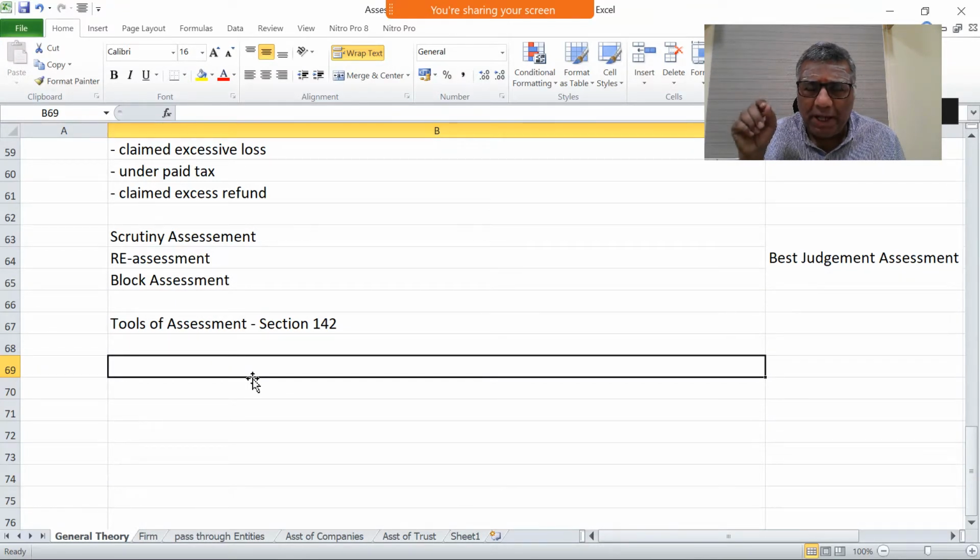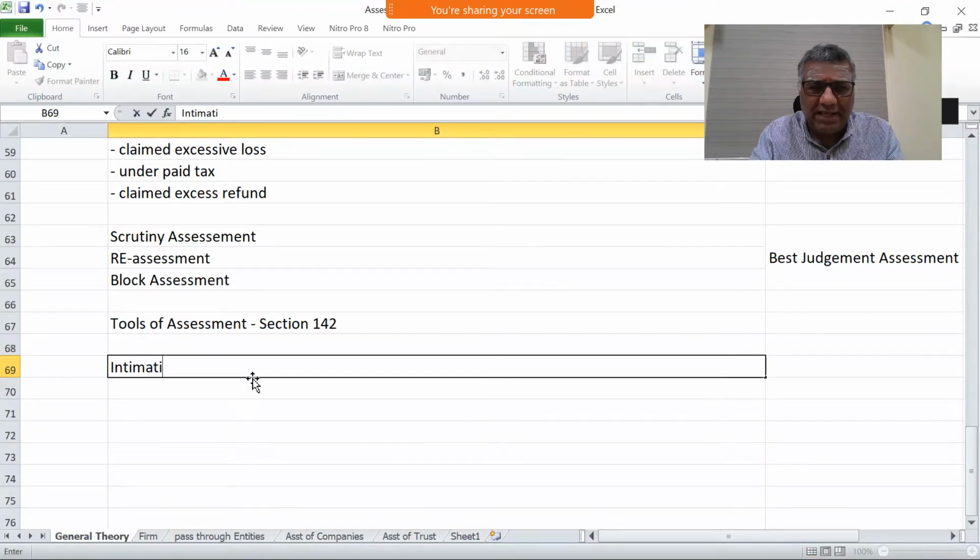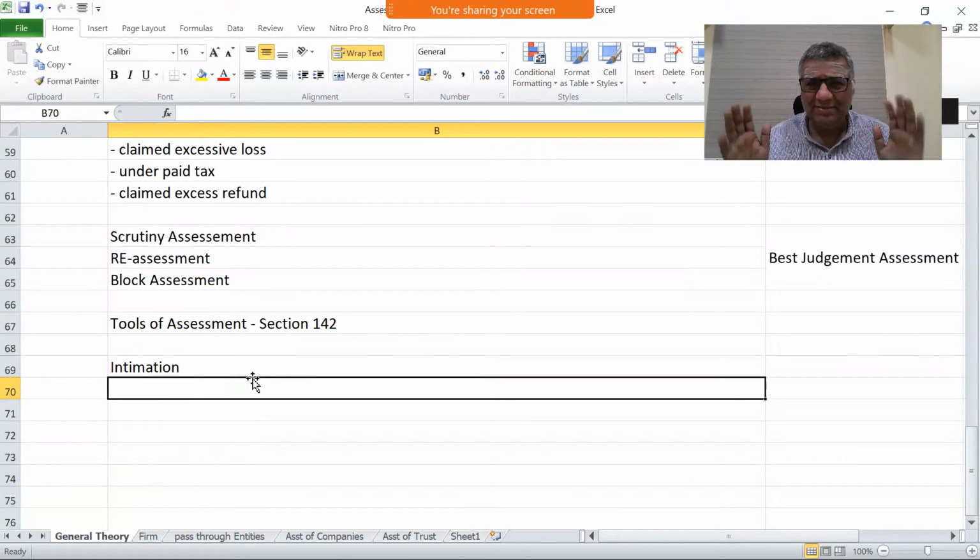If the communication from the department is one way, they don't expect you to reply. If the communication from the department is one way, it is known as intimation. They just inform, that's all. They don't want you to respond. You responding is different. Intimation is a one-way communication.